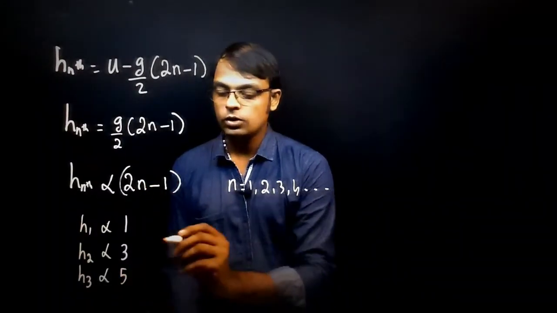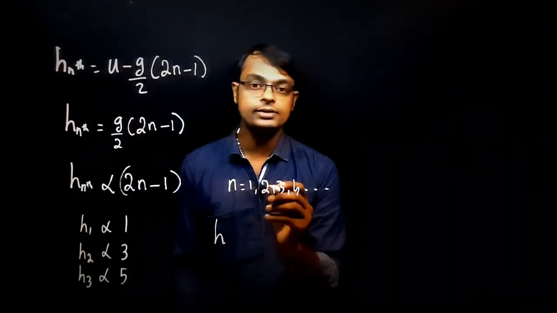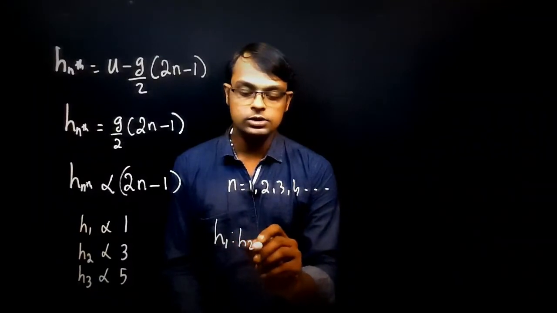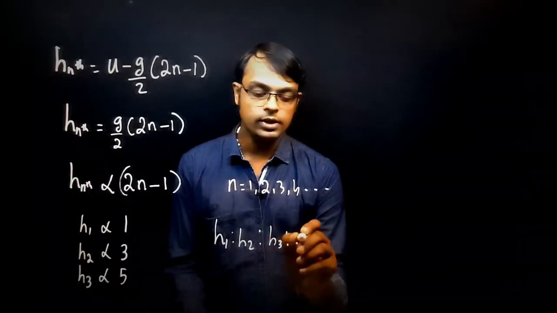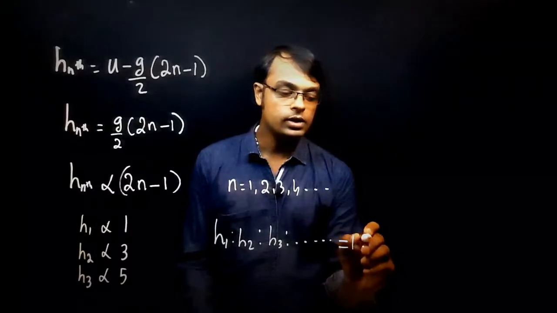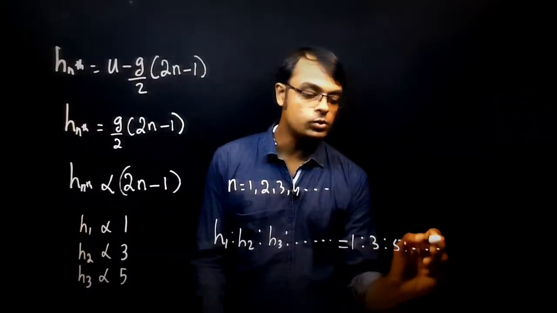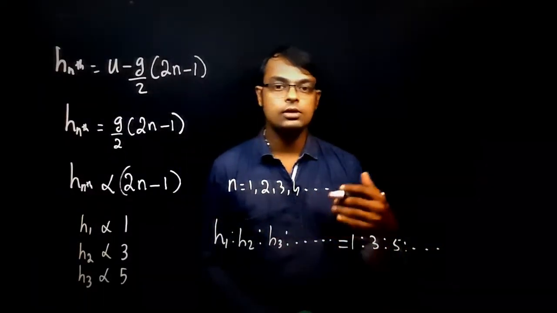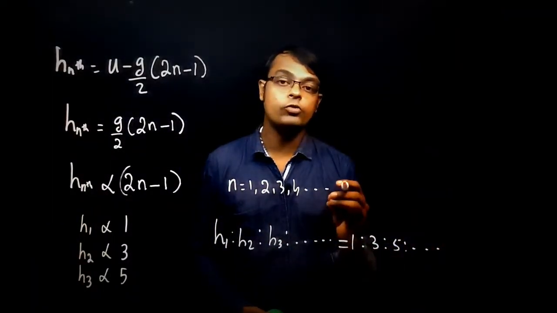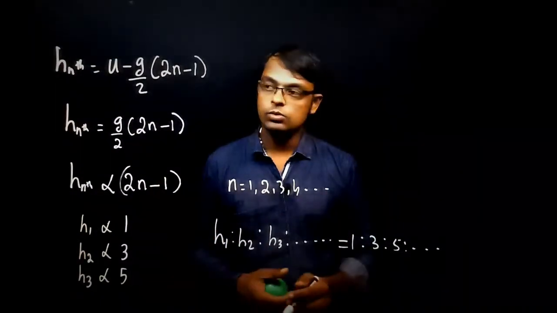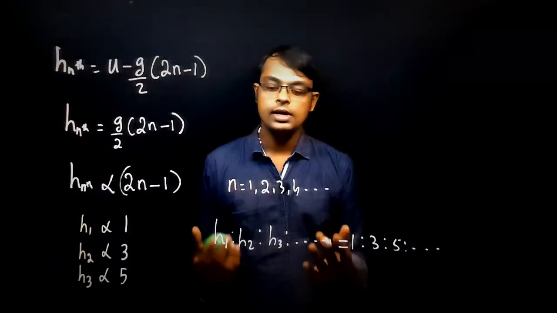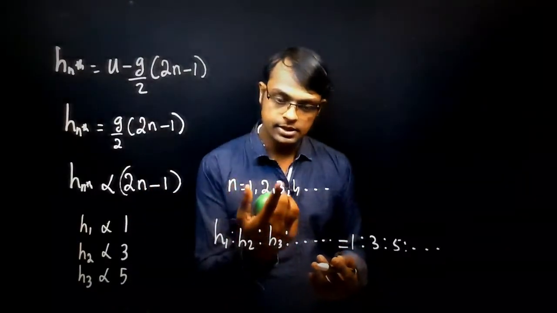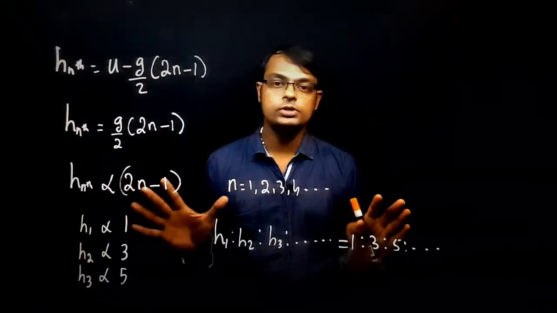So if I write the ratio of the height traveled by the falling body, h1 is to h2 is to h3 is to etc. is equal to 1 is to 3 is to 5 is to etc. That means all the odd numbers will come here. This is called Galileo's law of odd numbers. So this is one of the conclusions here: the ratio of the height traveled in the first second, second second, third second, fourth second, etc.